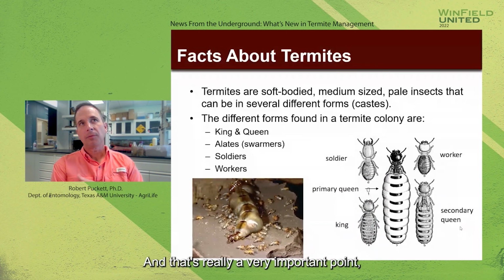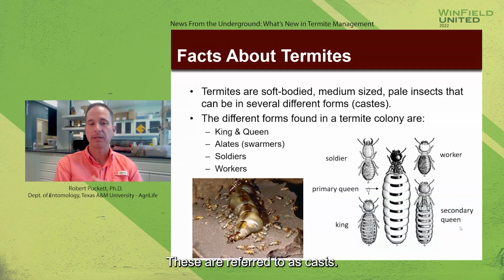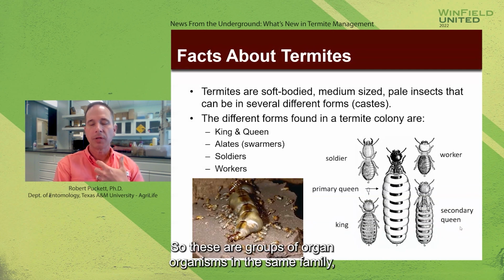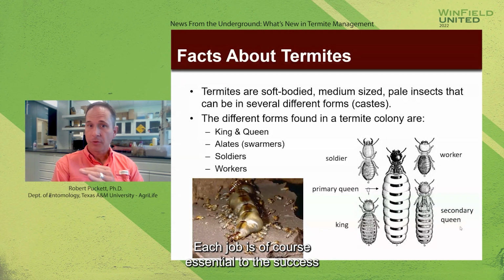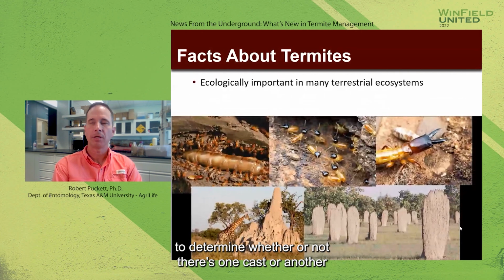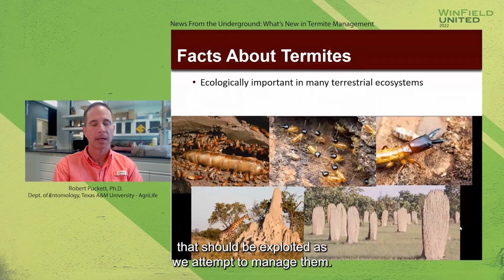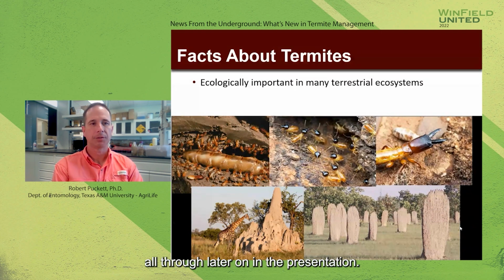And that's really a very important point, is that they have soldiers and workers and alates or swarmers and king and queens. These are referred to as castes. So these are groups of organisms in the same family, all of which have different jobs. Each job is, of course, essential to the success of the colony. And so as we think about termites, we have to think about the different castes within the colony to determine whether or not there's one caste or another that should be exploited as we attempt to manage them. And again, this is a concept that we're going to talk all through later on in the presentation.